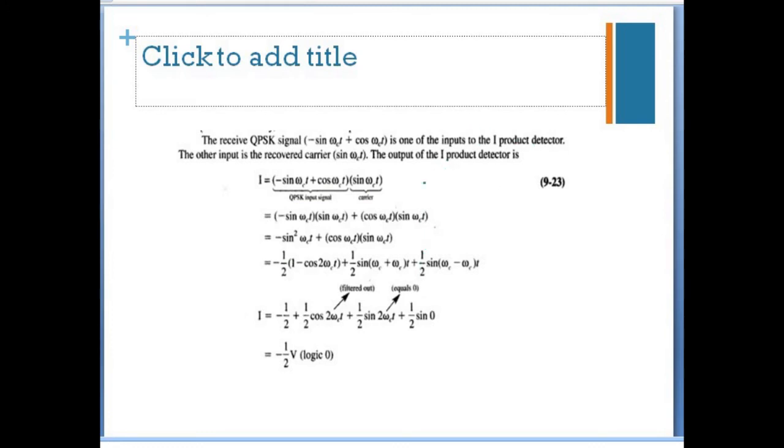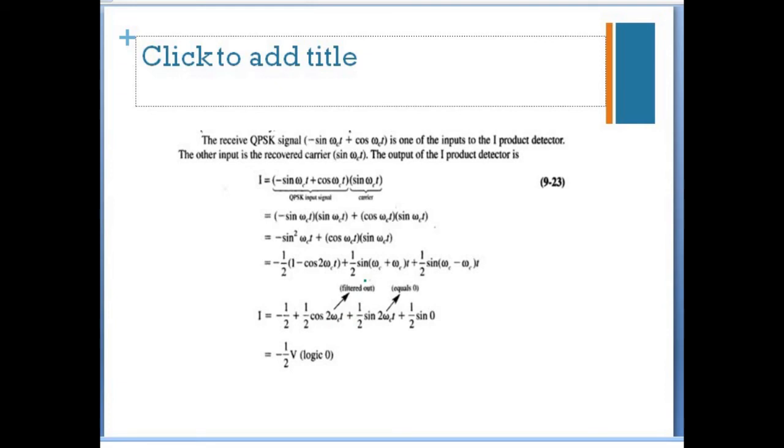So let us see what will be the logical value when we receive the signal minus sin omega ct plus cos omega ct. This signal is given to the power splitter. Then we have the I channel value minus sin omega ct plus cos omega ct. Similarly, in the Q channel also we have minus sin omega ct plus cos omega ct. This signal is going to the balance modulator, and one more signal from the carrier recovery circuit, sin omega ct, is multiplied.